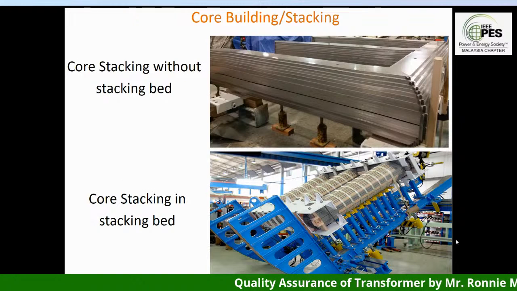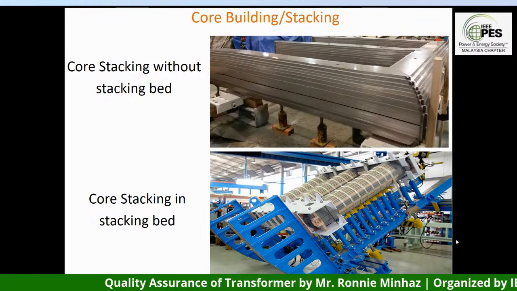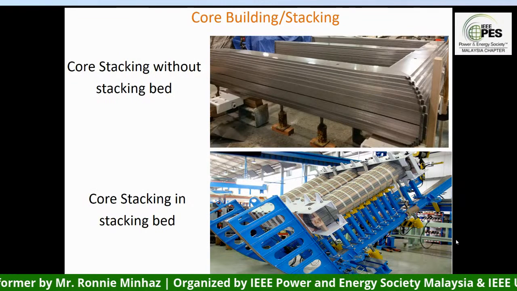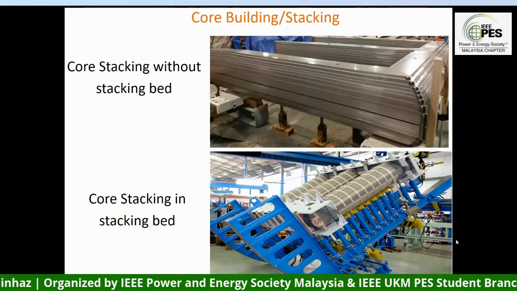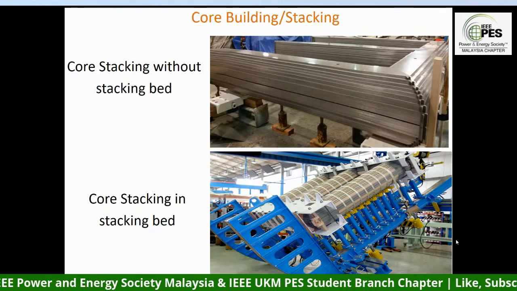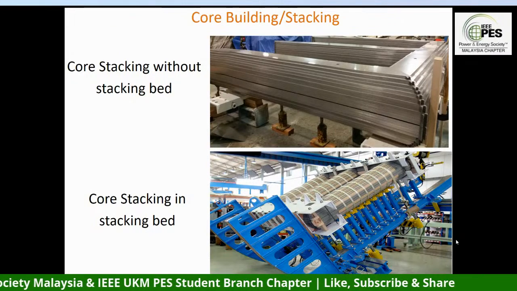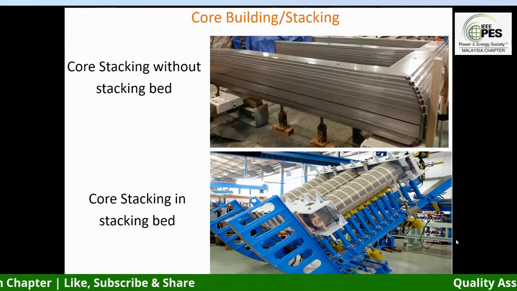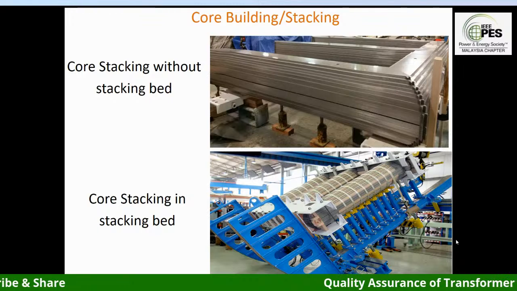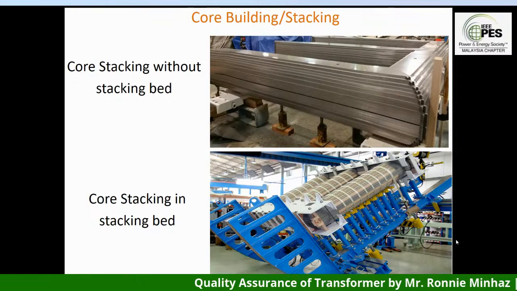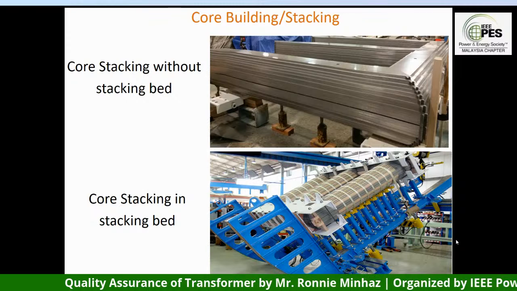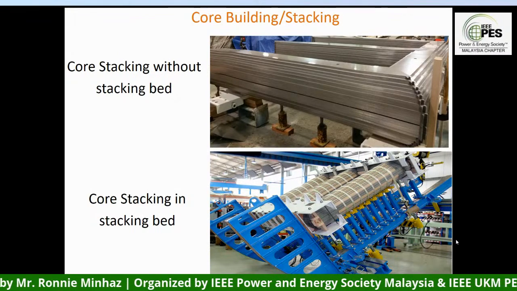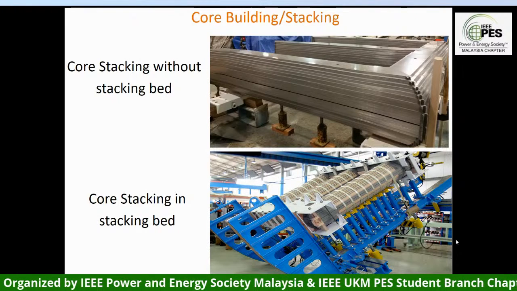Here is an example of the core building area. The top picture is of an old factory where they don't have any modern mechanism. You see how the core is being bent. In the bottom picture, you see a new factory where they use modern technology, modern equipment to stack the core. Look at the difference. If your transformer core is being stacked using modern technology and modern tools, like the bottom one, there's no bending in the core, it's perfectly stacked. So of course, it's going to increase the quality of your transformer.